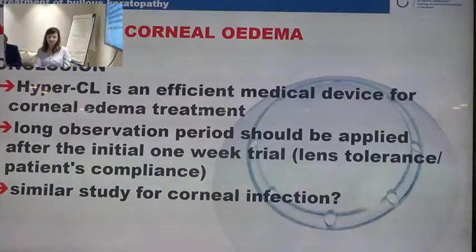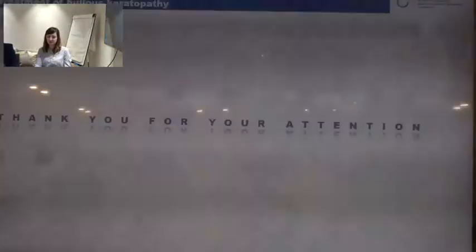So, in conclusion, the hyper-CL is an efficient medical device for corneal edema treatment, and I believe there is a need for a longer observation period. That 1 week should be like an initial trial to check the lens tolerance and patient compliance. And of course, I'm looking forward to similar studies, especially those concerning corneal infection.